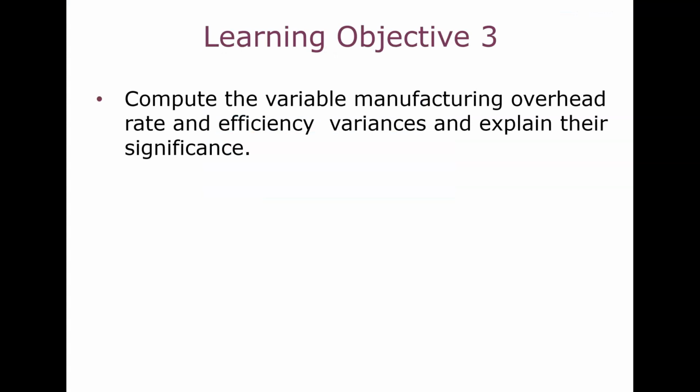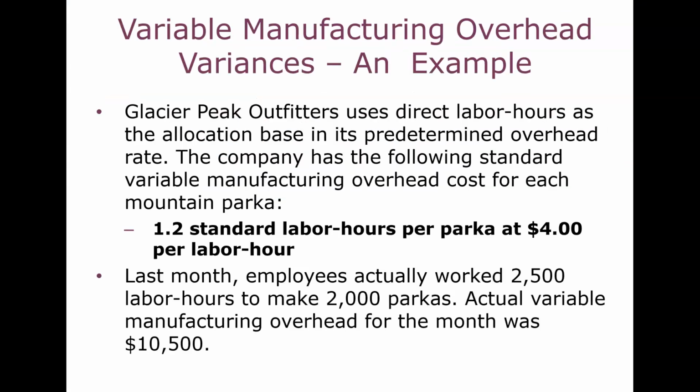Okay, now let's move on to variable manufacturing overhead. Again, it takes 1.2 standard labor hours at $4 per labor hour. And this time, the employees worked 2,500 labor hours to make 2,000 parkas. The actual variable manufacturing overhead cost for the month is $10,500.